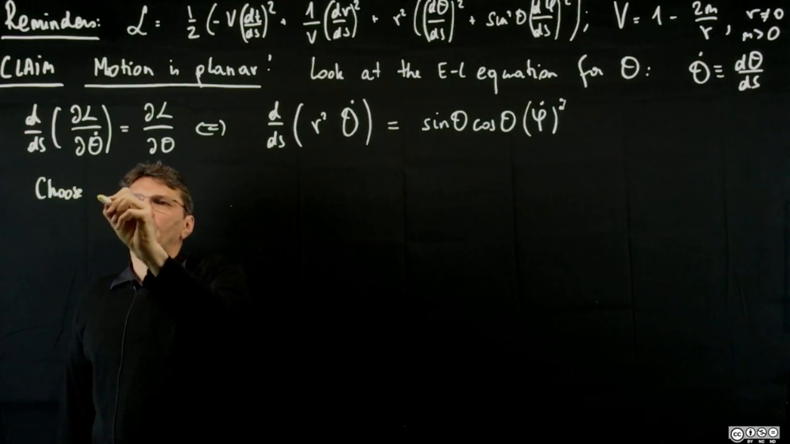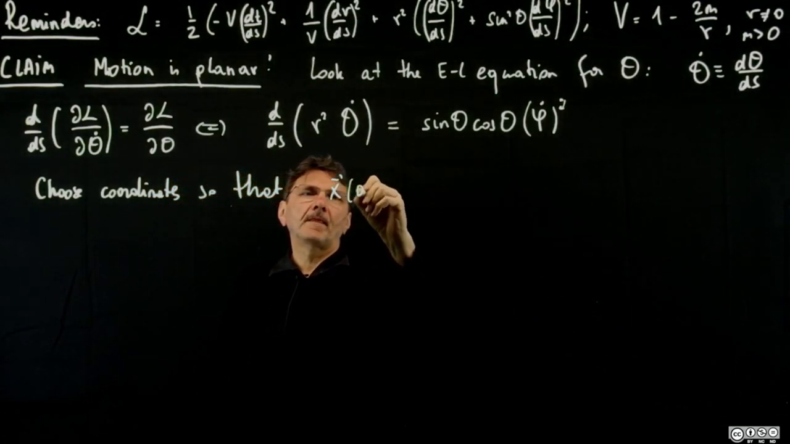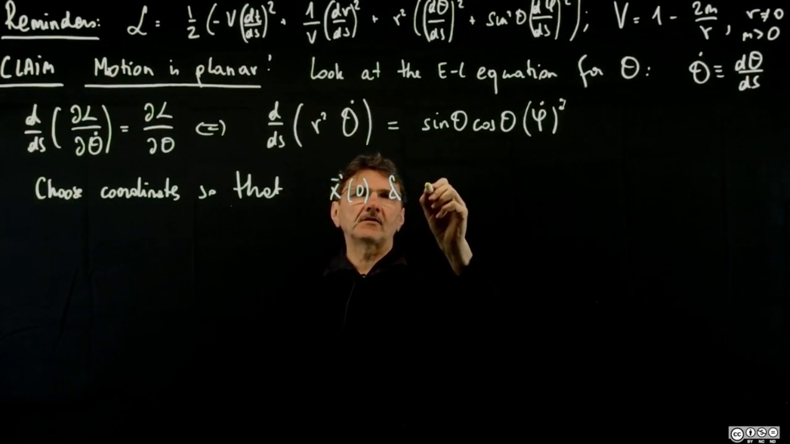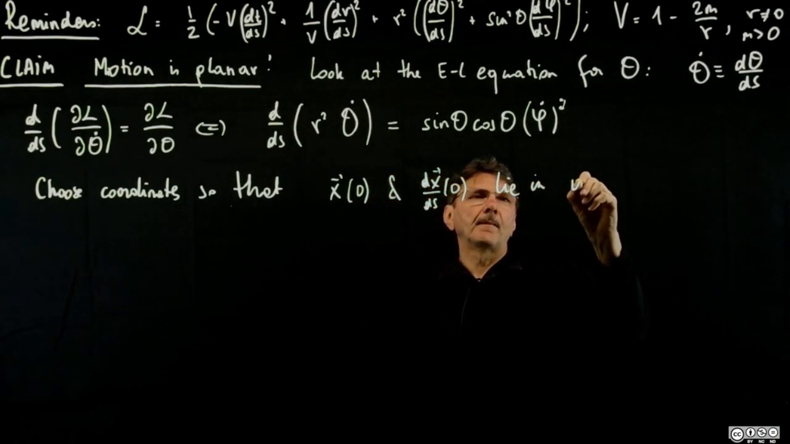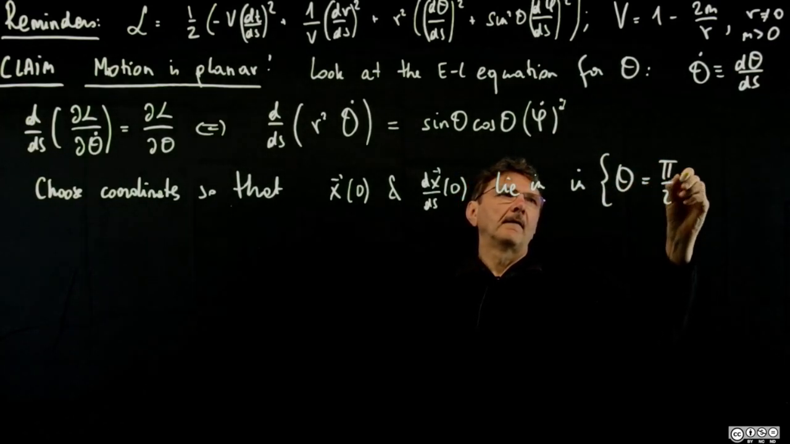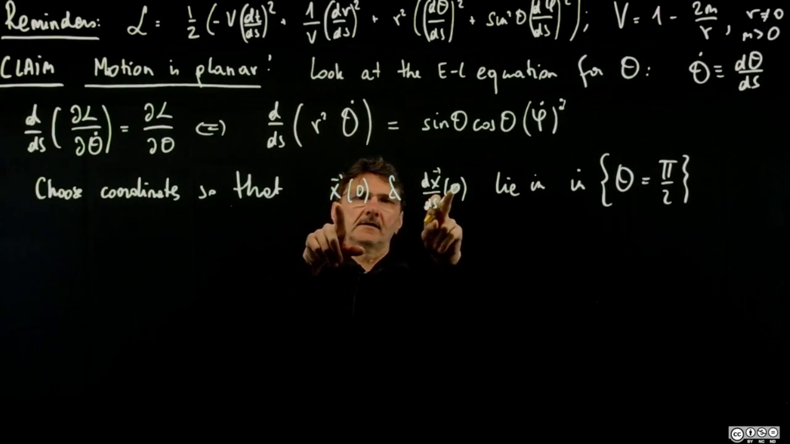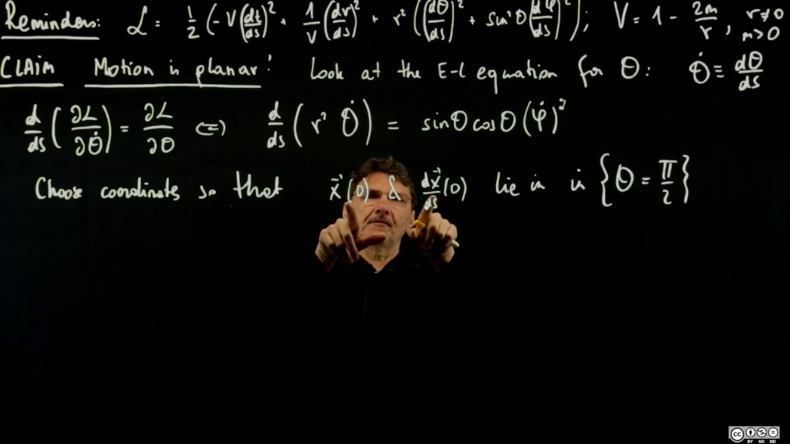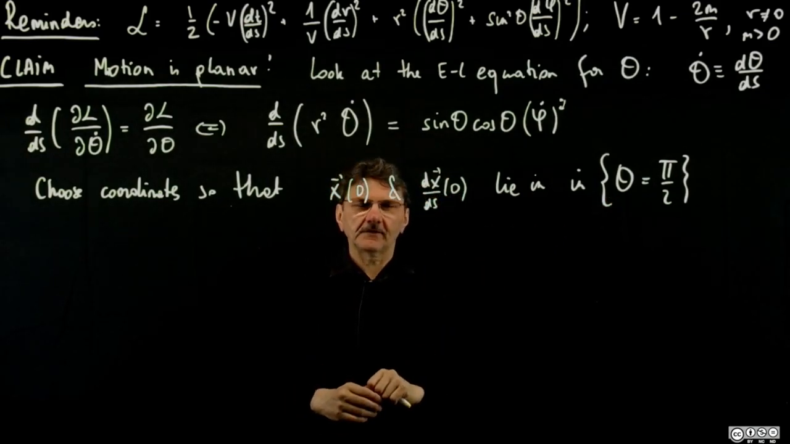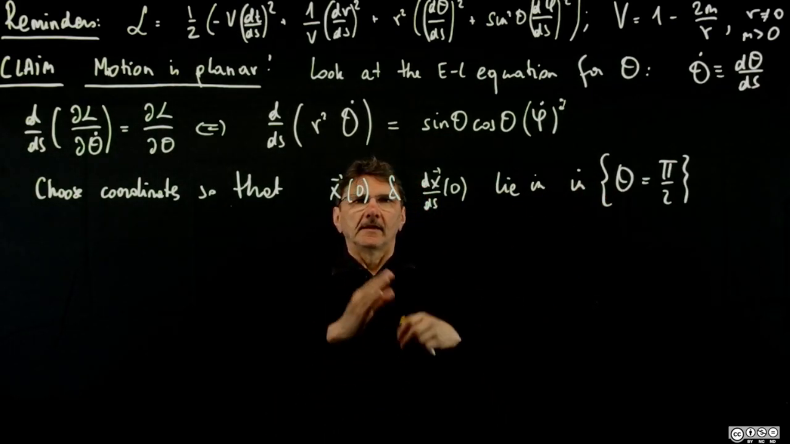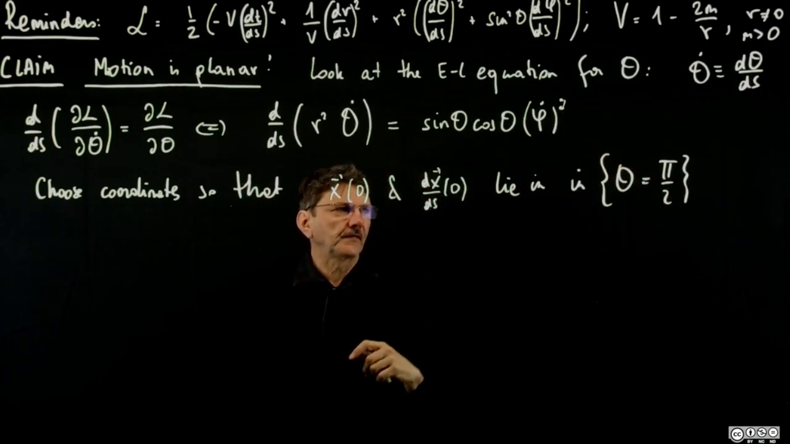Choose coordinates so that the initial position and the initial velocity lie in the plane theta equal pi half. Okay, so you can always do this. Well, in fact, if they're not collinear, then there is a unique plane spanned by these two vectors, and you just use coordinates so that this is the plane. If they are collinear, then there's many planes in which they lie. So you can choose any of them and you always can get this, right?